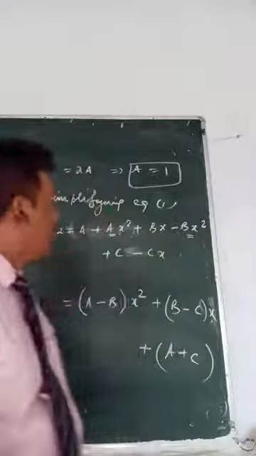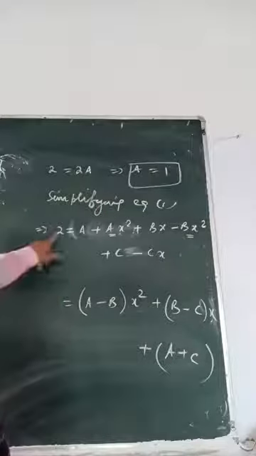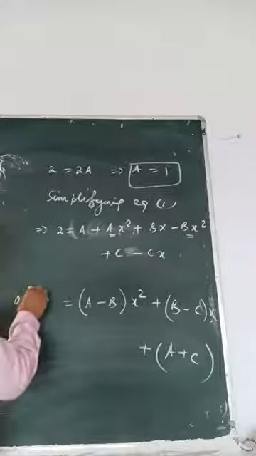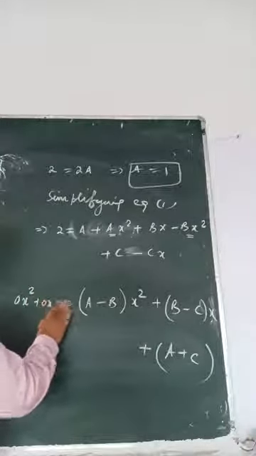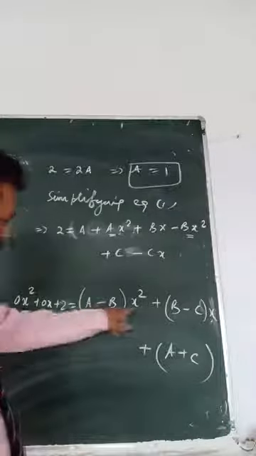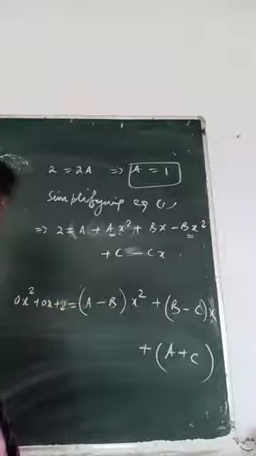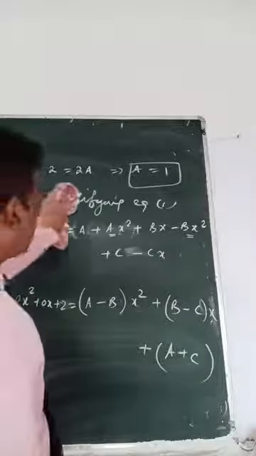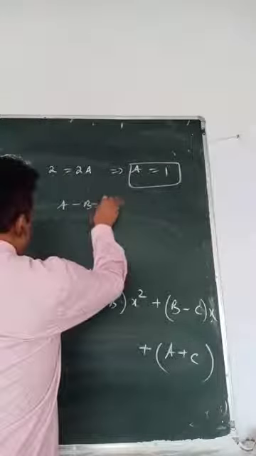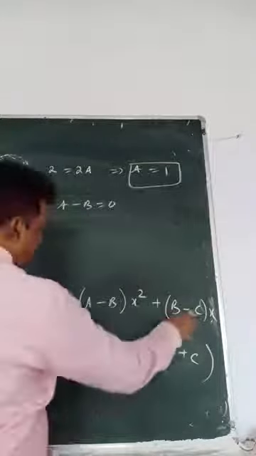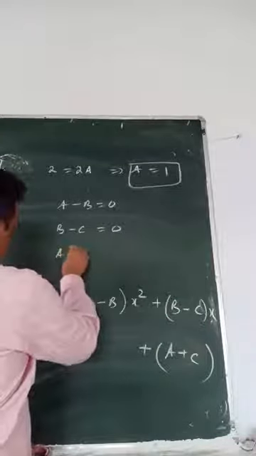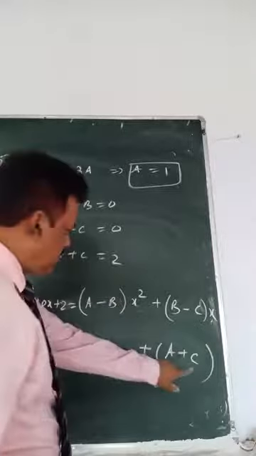Okay. So now come back to the left hand side. This is only 2. 2 means you are adding 0x square, 0x plus 2. So I can write 0x square so that I can compare. So what is your comparison now? a minus b equals 0. b minus c equals 0. a plus c equals 2.